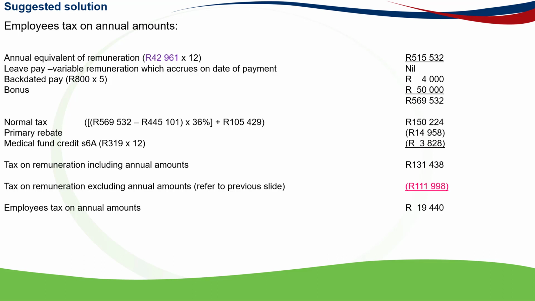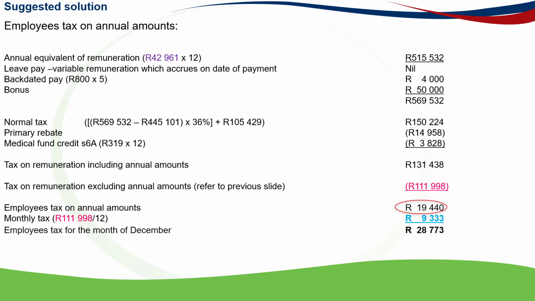And then remember, that is not what we are required to calculate. We are required to calculate the employee's tax for the month of December, which will consist of that employee's tax on the annual amount, that being the 19,440, as well as the monthly employee's tax on remuneration, excluding the annual amount of 9,333, and that will get us to a final amount for the employee's tax of December amounting to 28,773.